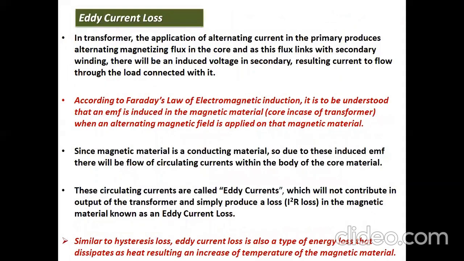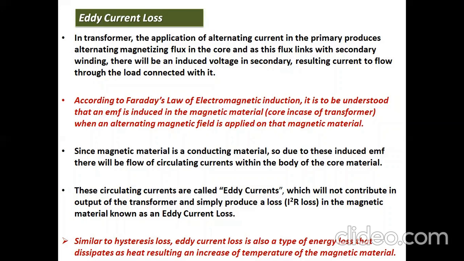Eddy current loss. In a transformer, the application of alternating current in the primary produces alternating magnetizing flux in the core, and as this flux links with the secondary winding, there will be an induced voltage in the secondary, resulting in current flowing through the load connected with it.